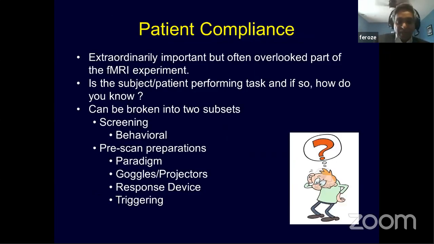As I mentioned, patient compliance is important. People do various things. There are pre-scan preparations about whether they're able to see things, do things, and so on. There is also behavioral screening. Are they able to understand the task? So you need to have a repertoire of multiple tasks, multiple speeds. For example, somebody is unable to do sentence completion as fast as somebody else. So you should have various speeds in terms of the task. So a very important thing to remember.